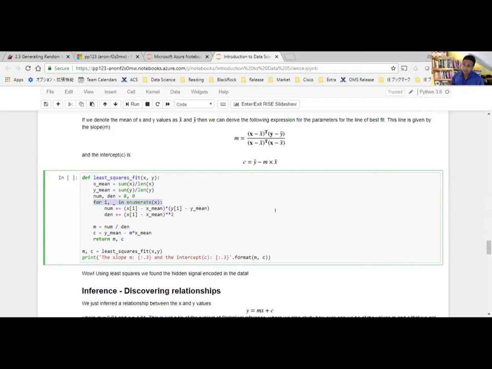Right, so what I've done for you with this code is, you create a very big hammer. This hammer says you give me any data set. If there is a line in there, I'll find the best line.